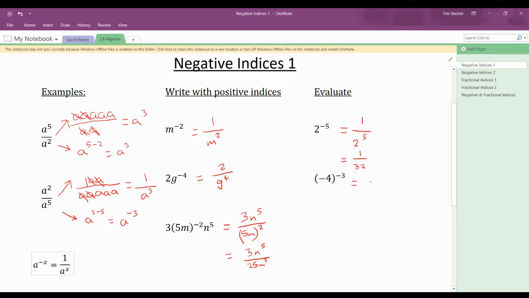Last one here, we're going to have the power changed to positive 3 and the negative 4 is on the bottom. Negative 4 times negative 4 times negative 4 will be negative 64.